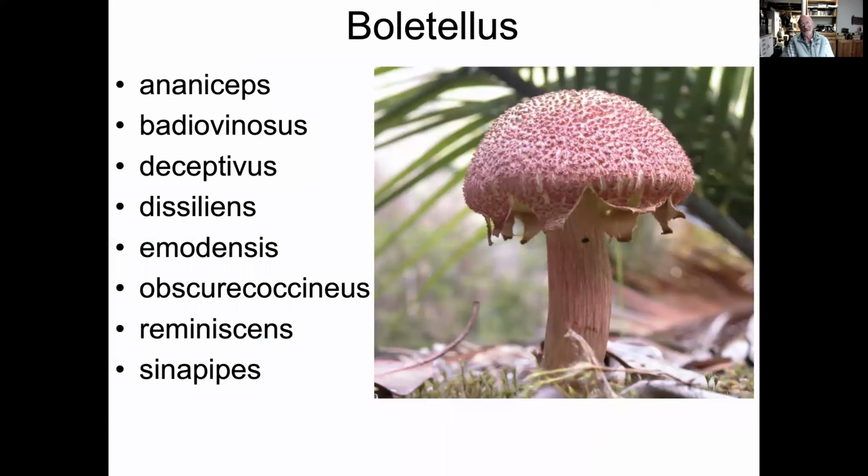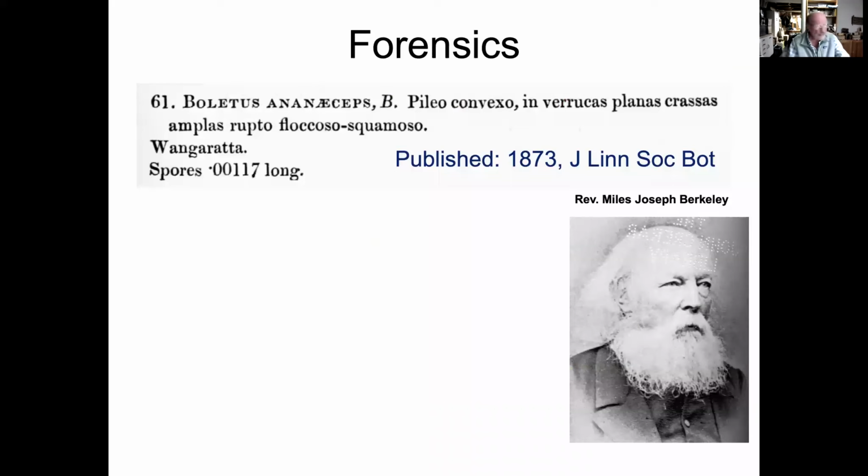All right, let's move to another genus that's iconic in Australia, and that's the genus Boletus. The first species of the genus described from Australia was the one called ananiceps. That's the top of the list. So trying to figure out what ananiceps was all about is what I call forensics, mycoforensics. If you go back to the original description by Berkeley in 1873, nine or 9.5 words in Latin are the description for this thing called ananiceps. What the heck does this mean?